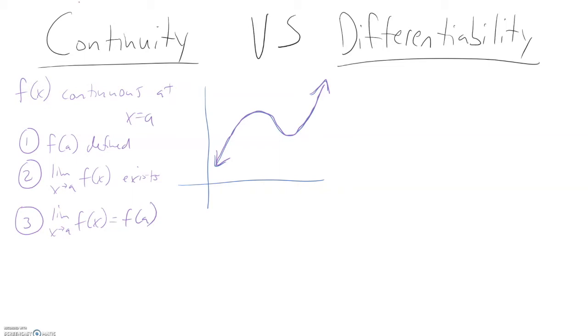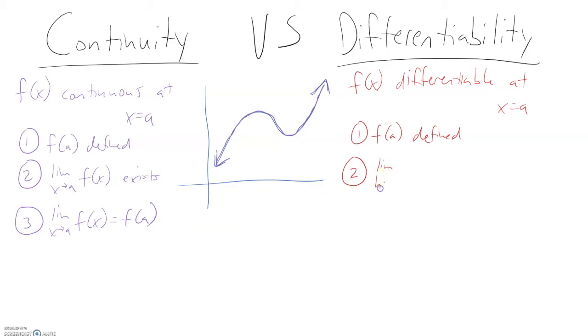What we're going to compare that to is the idea of differentiability, which is a big idea in calculus working with what's known as the derivative. We say a function is differentiable at any x equals a along its graph if the following conditions are met. First condition, f of a must be defined. We still need to have a point, just like we did for continuity.